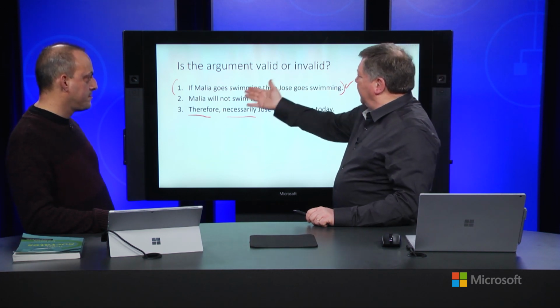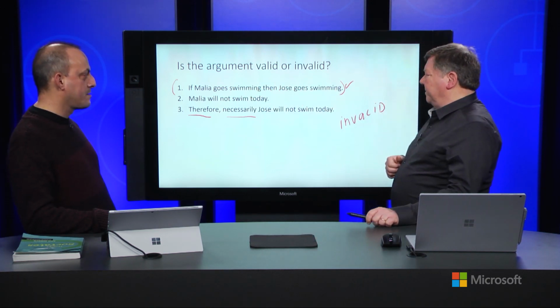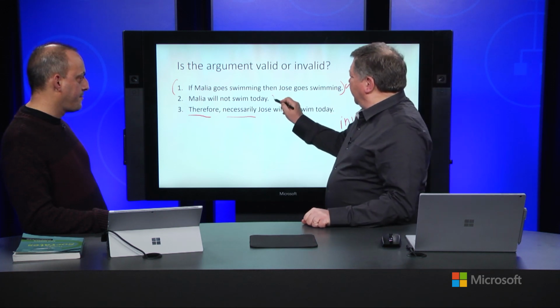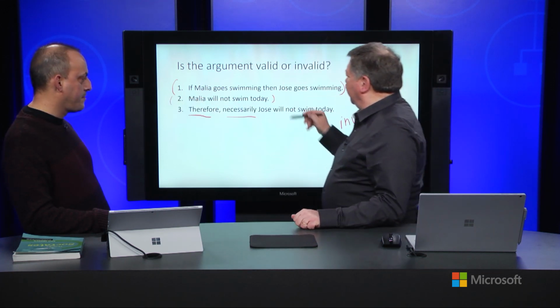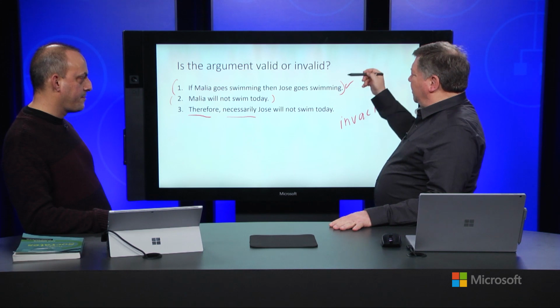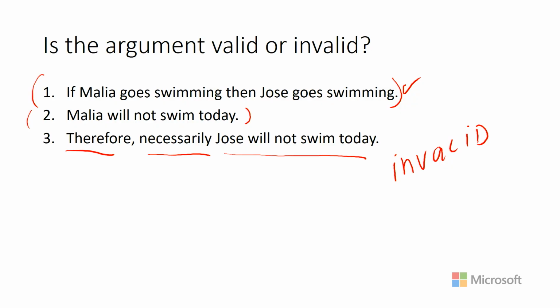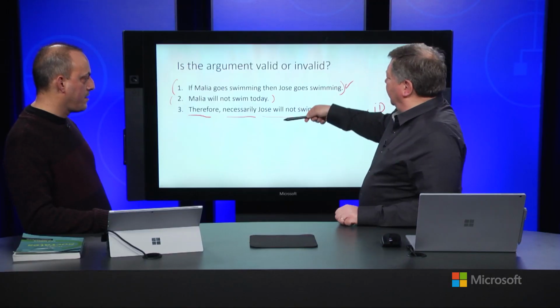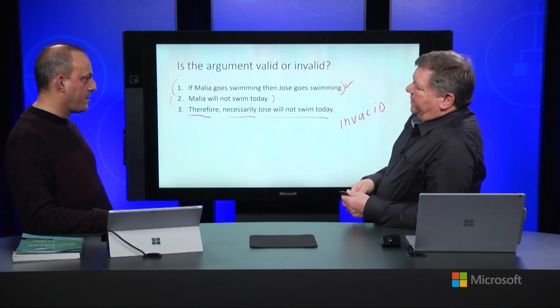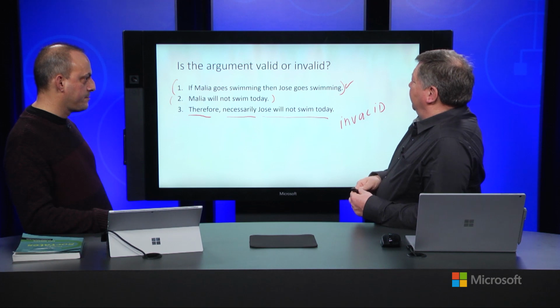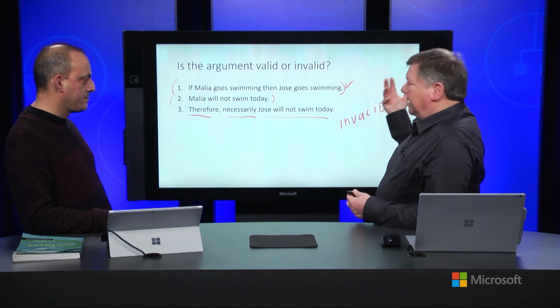But on the days when she doesn't swim, he might swim anyway. Now, the second premise simply adds that Malia will not swim today. So given just the two premises, the conclusion isn't proven. We are not guaranteed that Jose will not swim. Maybe he will anyway, without her. So this looks valid, it looks correct on the surface. It's an example of a fallacy that can mislead people if they haven't studied logic.